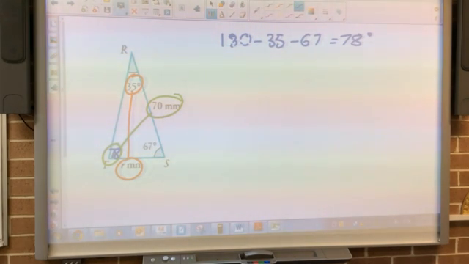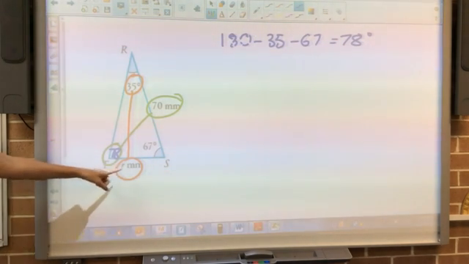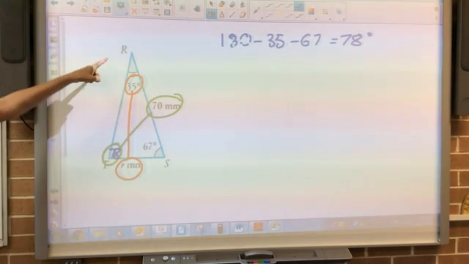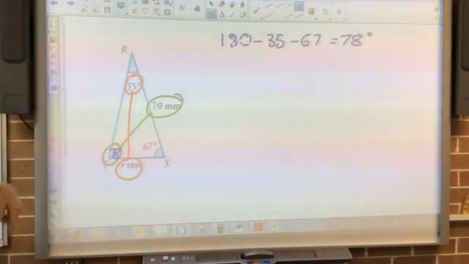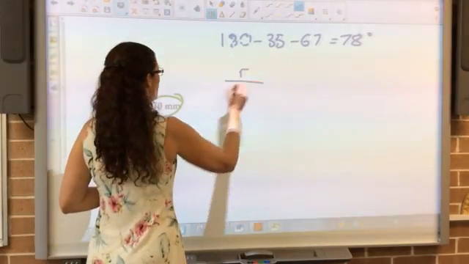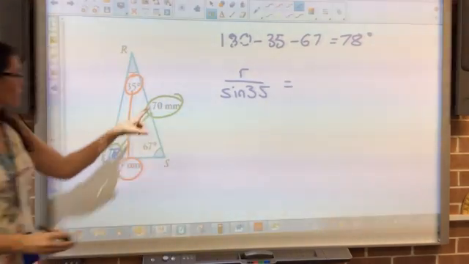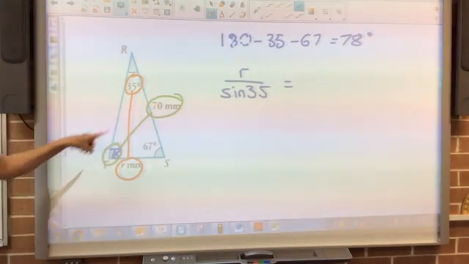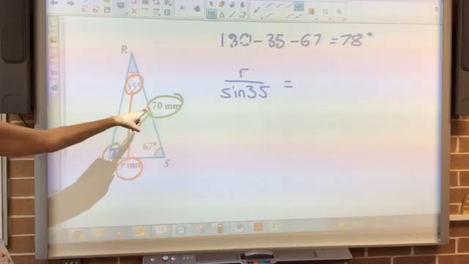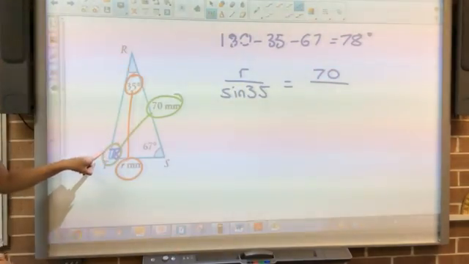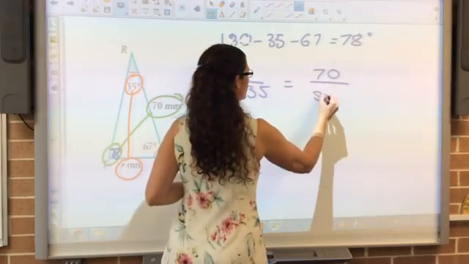Do I want the lowercase a or the capital A on the top? The lowercase because it's a side I'm looking for. Now I'm going to put the R with the 35. So I've got R over sine 35. The other pair is the 78 and the 70. The 70 is the side, so it goes on the top. And the 78 here is the degrees.